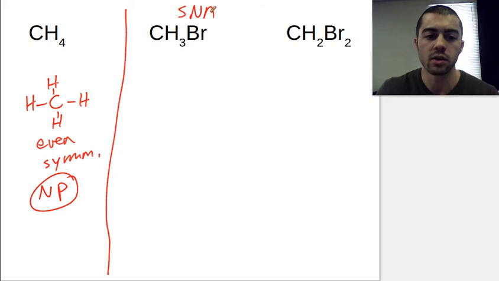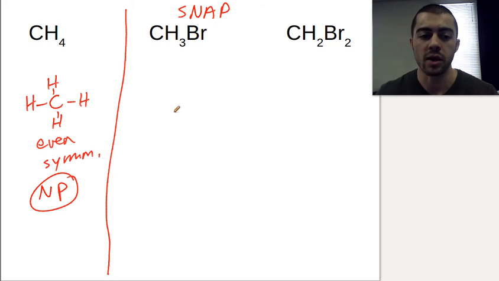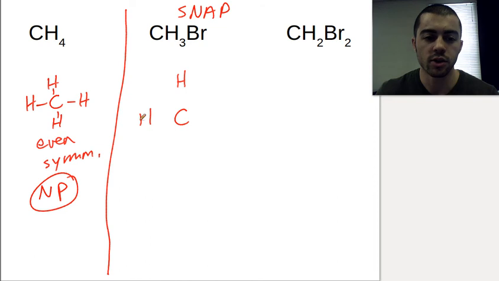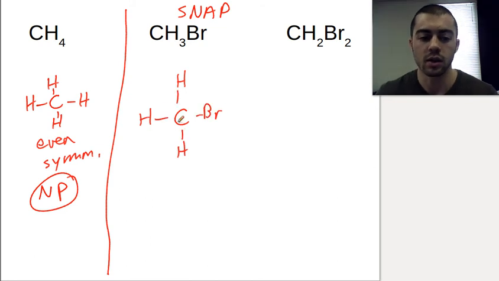Remember, SNAP is how you can remember that. So we have a symmetrical molecule here. This is going to be then nonpolar. But what if we replace one of those hydrogens with a bromine? We'd then have carbon, hydrogen, hydrogen, hydrogen, and bromine. And if we bond these all, we end up with a molecule that looks like this. So this is the same shape that we had before, but the difference here is now we've substituted in this bromine here. This is an uneven distribution of charge.